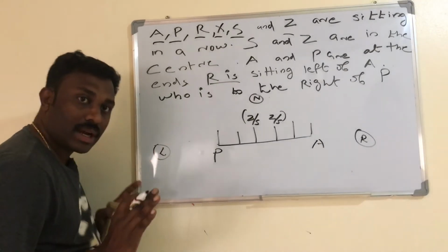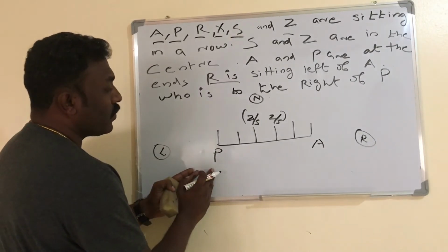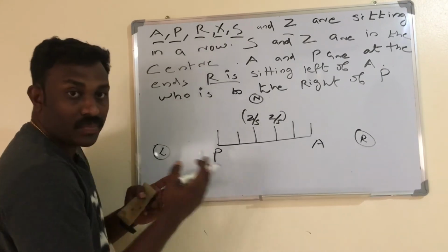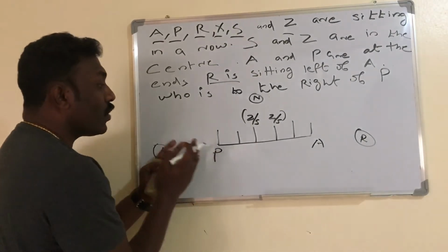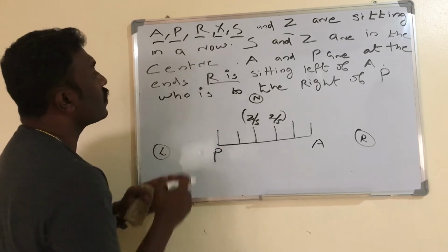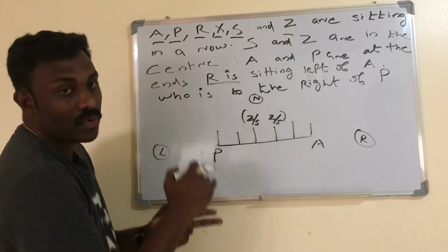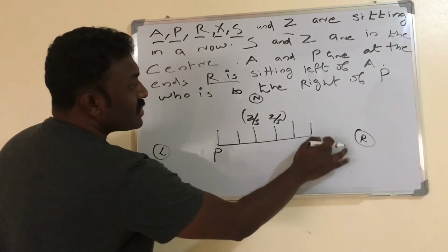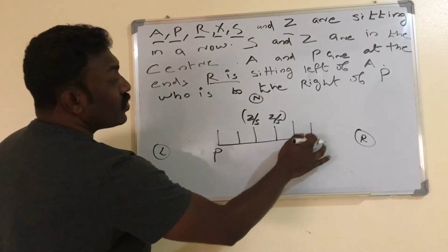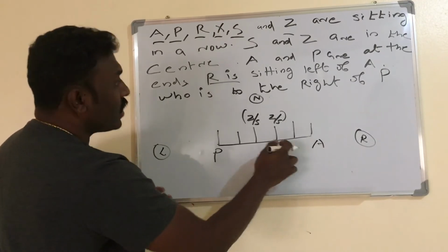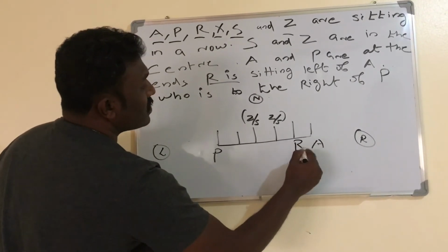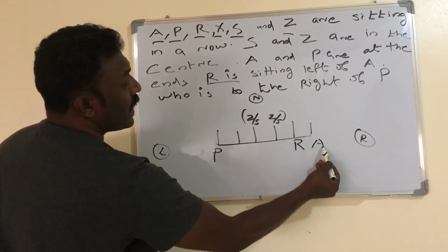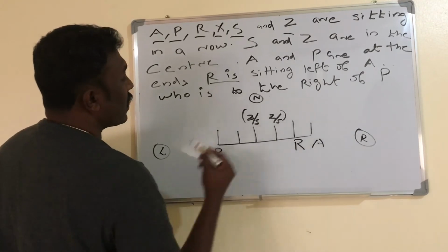Okay, so now I confirm that P will come here, A will come here. Before, they told that only P and A will be at the ends, but I don't know which end. But the second point they told is that R will come left of A. If R has to come left of A, R should be this side, then only A should be this side. So I got that A is at the end and R is left of A.